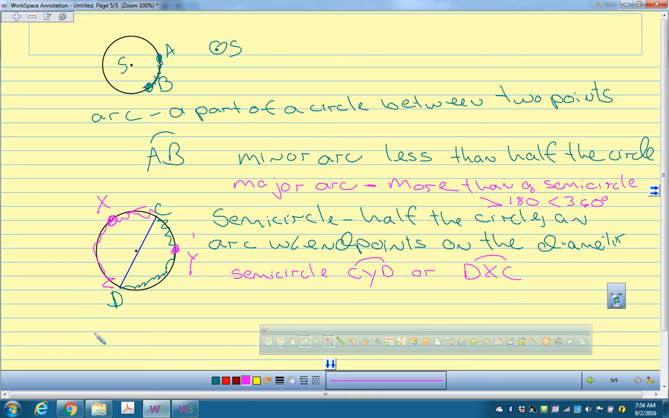So say I have this picture right here. Who can give me a major arc on this one? You have to name a major arc just like a semicircle with three points: a start point, an end point, and a point in the middle. Who can name a major arc for me?